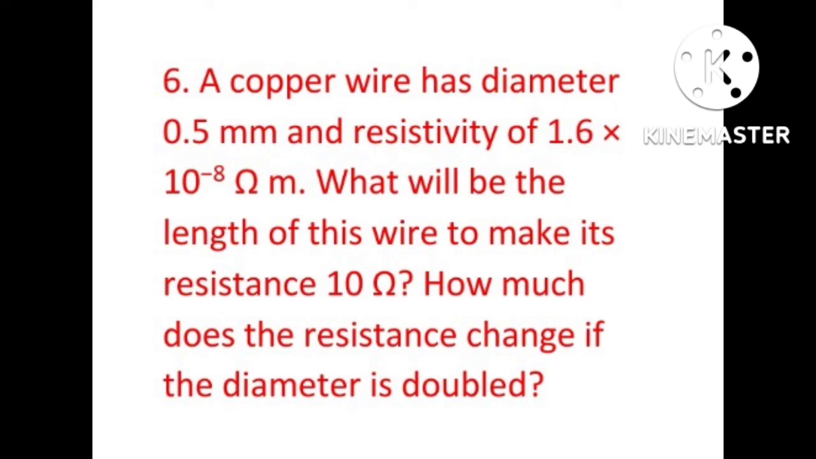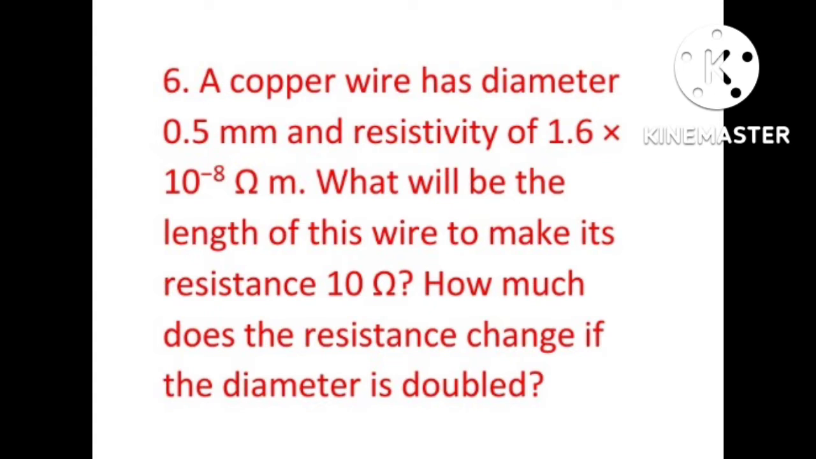Page number 221 and question number 6. A copper wire has a diameter 0.5 mm and resistivity of 1.6 into 10 raised to minus 8 ohm meter. What will be the length of this wire to make its resistance 10 ohm? How much does the resistance change if the diameter is doubled?